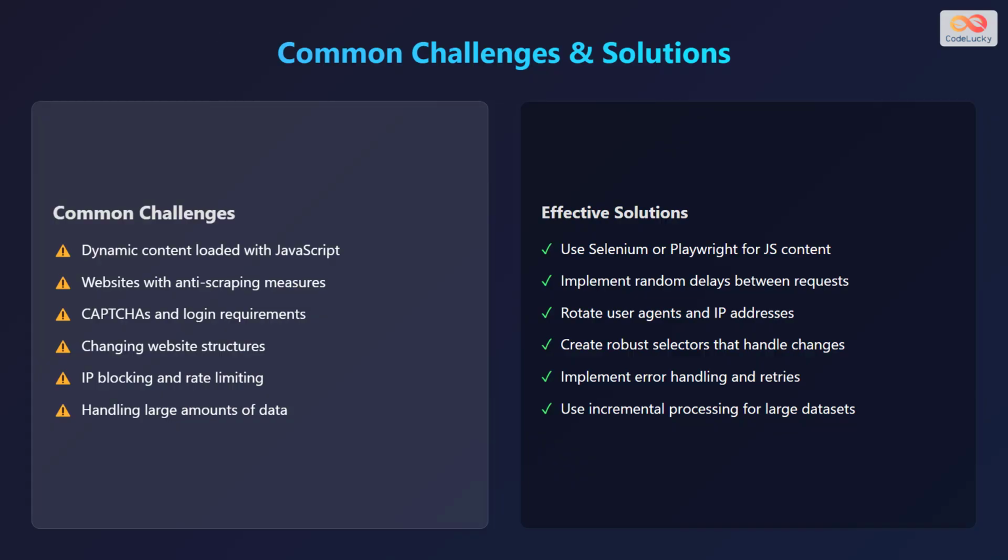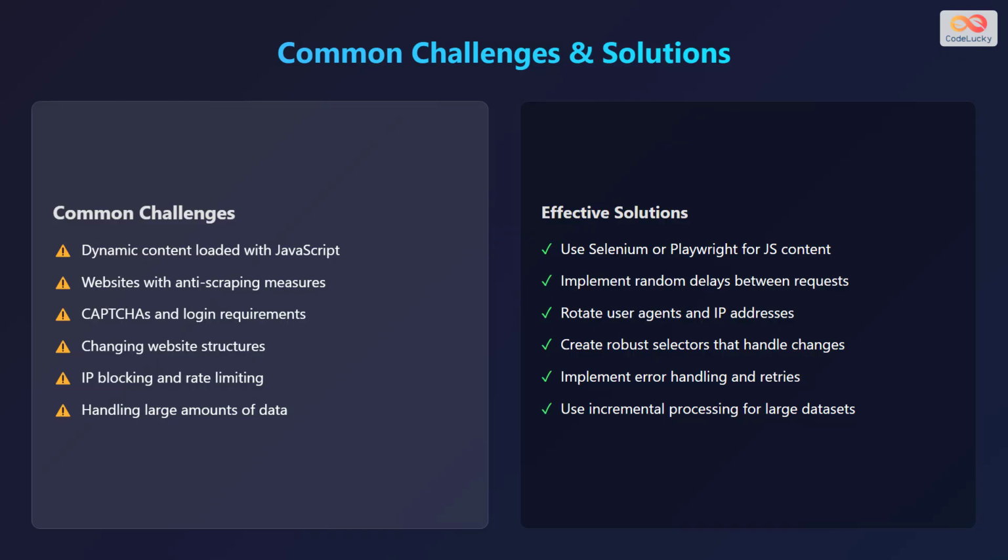Let's address some common challenges and solutions in web scraping. Many websites load content dynamically with JavaScript, making it difficult to scrape with basic techniques. Some websites employ anti-scraping measures to prevent automated data extraction. CAPTCHAs and login requirements can also block scraping efforts. Websites often change their structure, which can break existing scraping scripts. IP blocking and rate limiting are common defenses against web scraping. Handling large amounts of data can be a challenge.